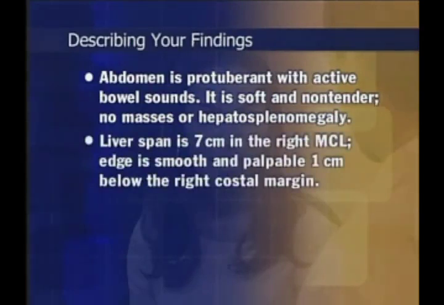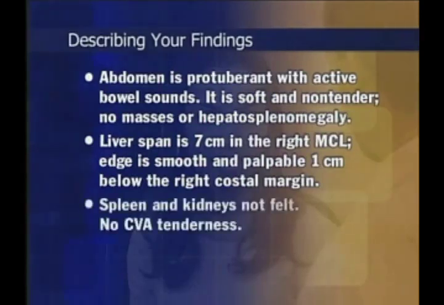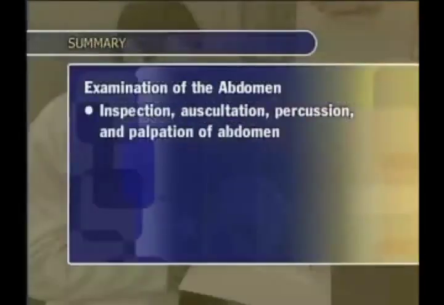Liver span is 7 centimeters on the right mid-clavicular line. Edge is smooth and palpable 1 centimeter below the right costal margin. Spleen and kidneys not felt. No costovertebral angle tenderness. In summary, examination of the abdomen involves inspection, auscultation, percussion, and palpation of the abdomen.